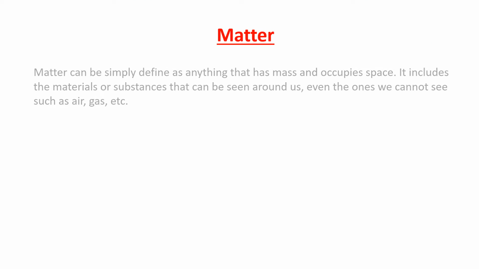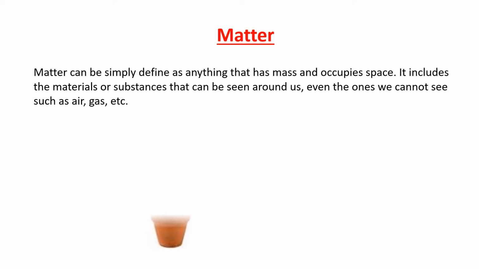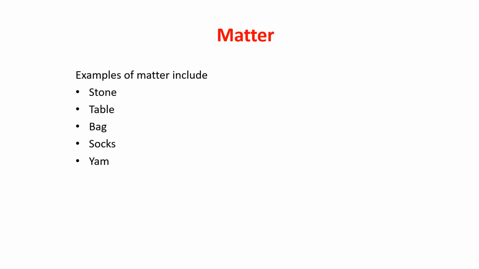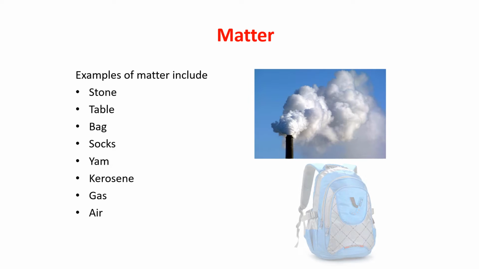Matter. Matter can be simply defined as anything that has mass and occupies space. It includes the materials or substances that can be seen around us, even the ones we cannot see, such as air, gas, etc. Examples of matter include stone, table, bag, socks, yam, kerosene, gas, air.